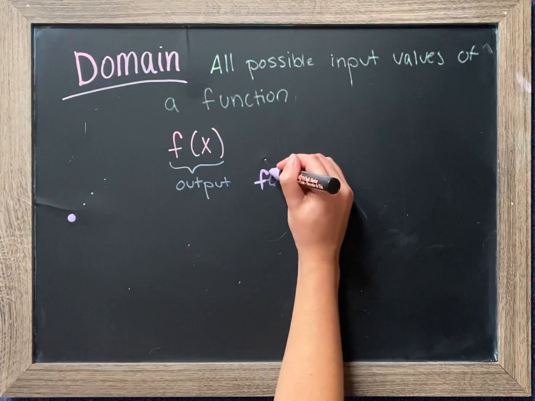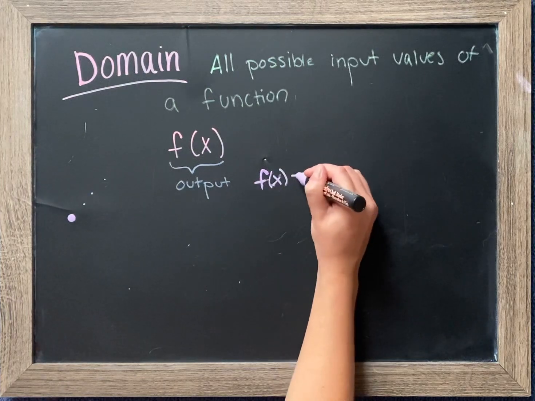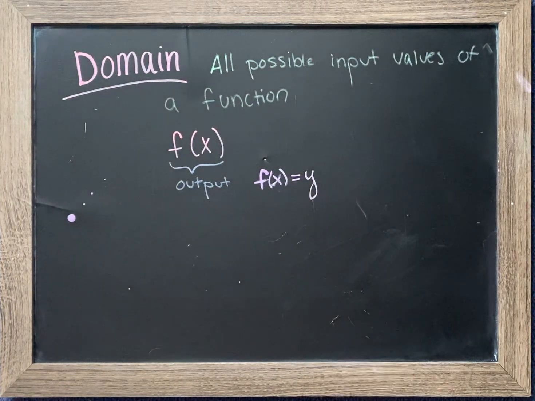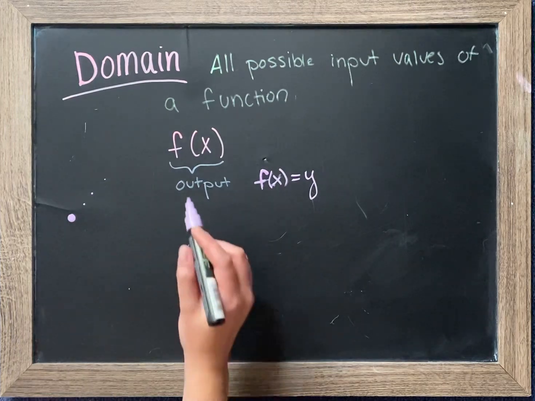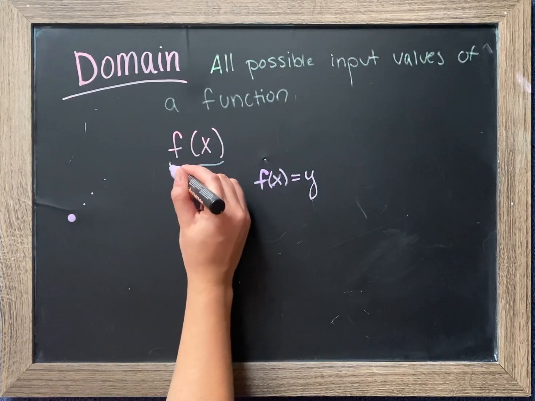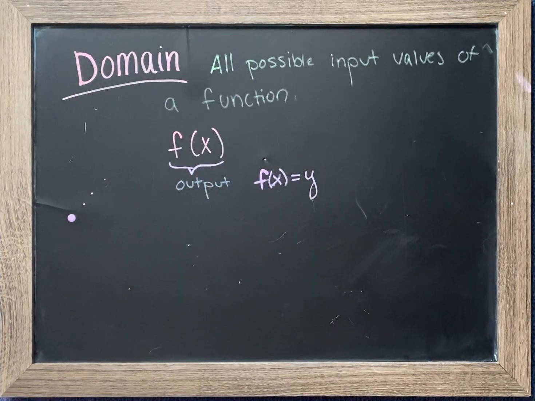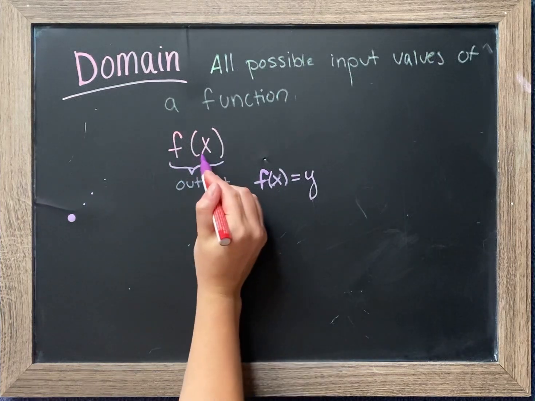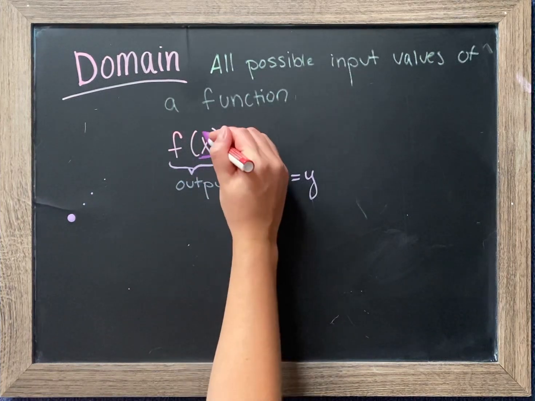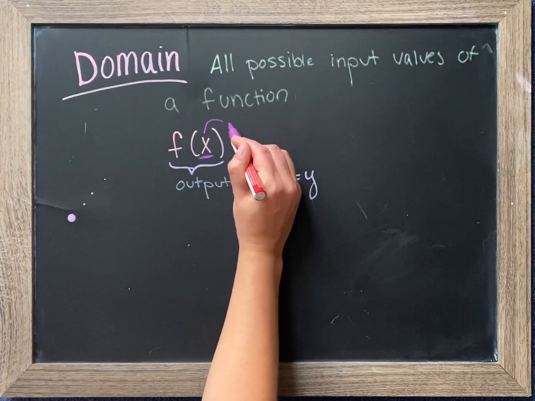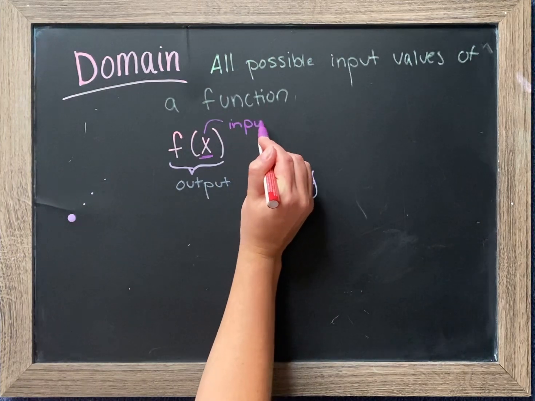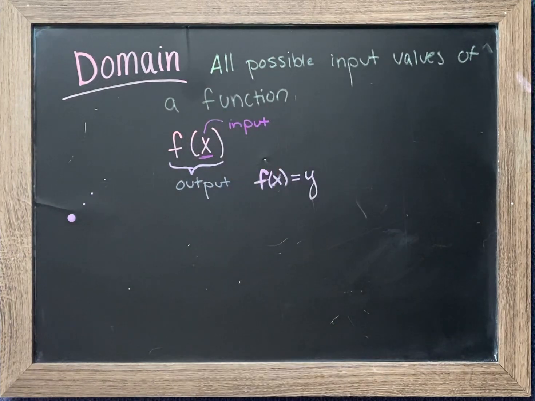Your f of x is equal to y. So that's just like a little reminder for what exactly f of x is saying. And then, so your f of x is equal to y, which is your output. And then just this little part right here, this x inside of the f of x, this is your input. So this kind of helps you identify what exactly a domain is asking for.